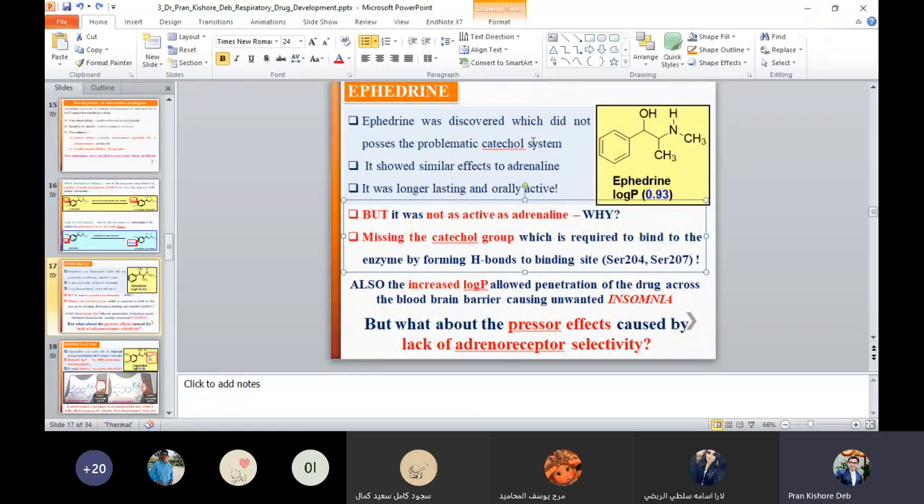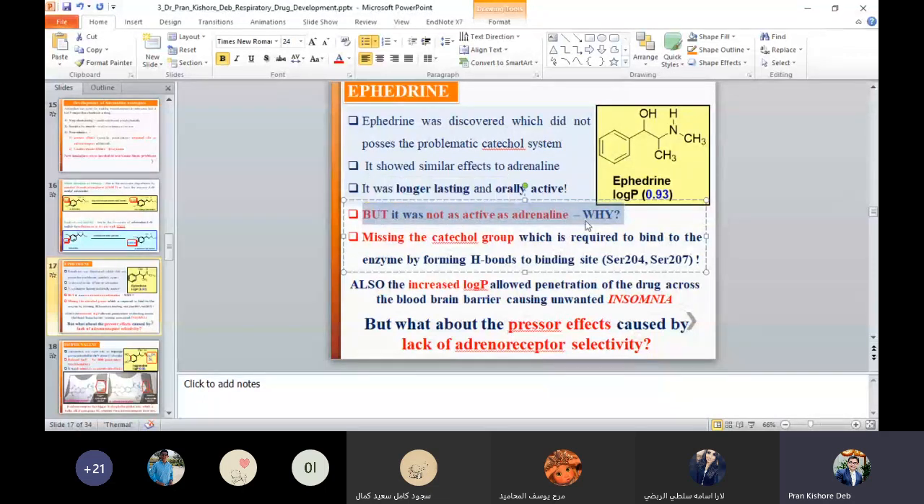Ephedrine was discovered, which did not possess the problematic catechol system. It showed a similar effect, similar, not the same, to adrenaline. It was longer lasting. You see the keywords longer lasting and orally active, but it was not as active as adrenaline. You know the reason why, right?